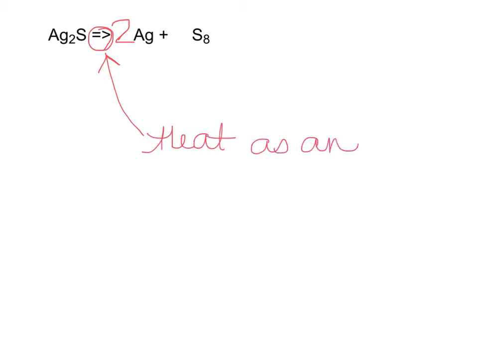So first, we have 2 silver on the left. To get 2 silver on the right, we can put a coefficient of 2 in front of the silver on the right. Remember, the arrow, we treat that as if it's an equal sign. So now we have the silvers balanced, but I have 1 sulfur on the left and 8 on the right.